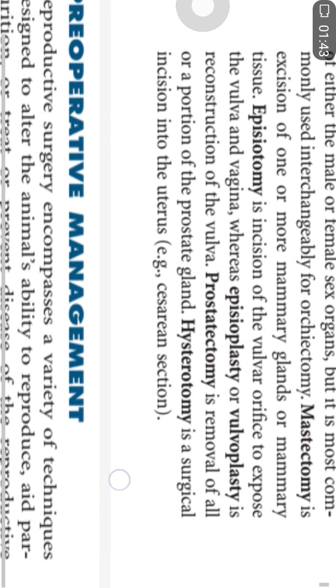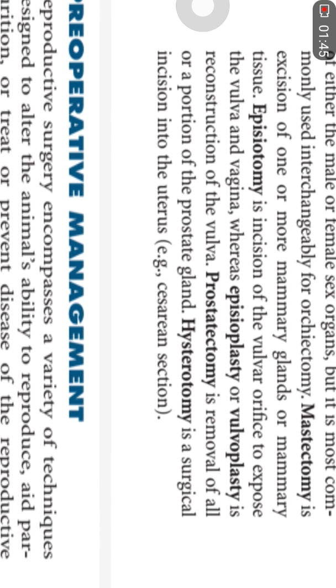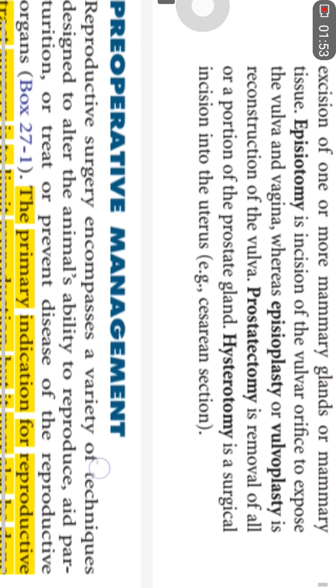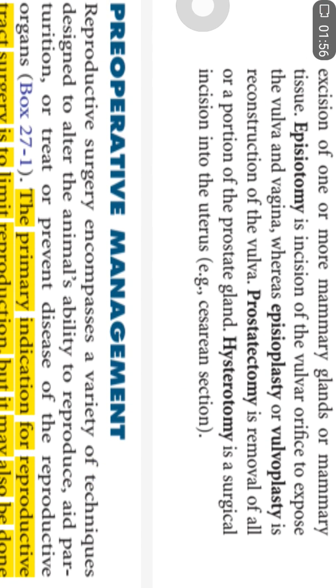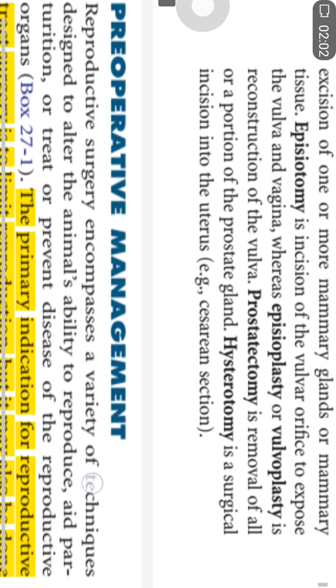Prostatectomy is the surgical technique for the removal of the prostate gland alone or some part of the prostate gland that is under the effect of certain diseases. Hysterotomy is the surgical terminology that is used for incision into the uterus, and this is the terminology that is used interchangeably for C-sections.